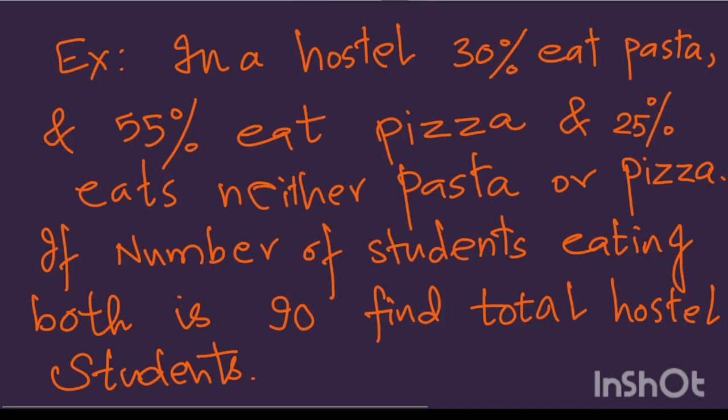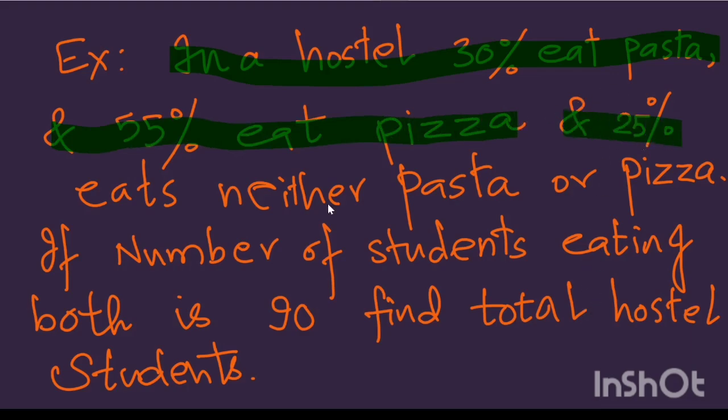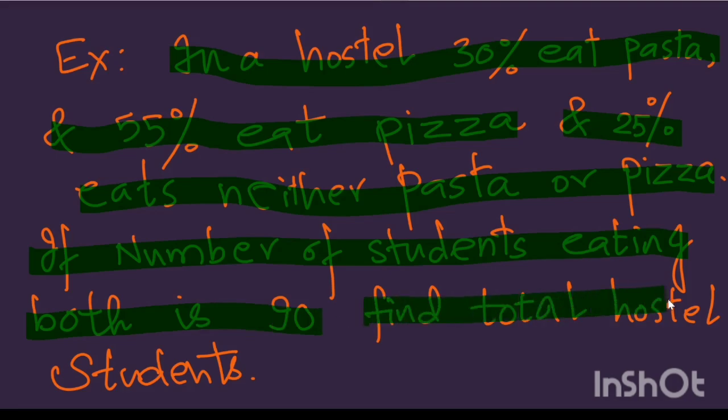Guys, let's take a word problem. In a hostel, 30% of students eat pasta and 55% eat pizza, while 25% eat neither pasta nor pizza. If the number of students eating both is 90, find the total hostel students. Okay, so this we have to solve.